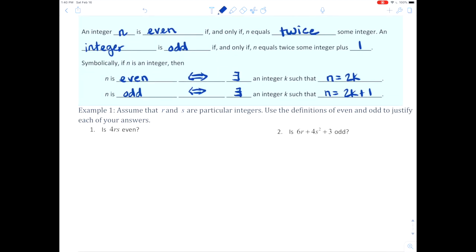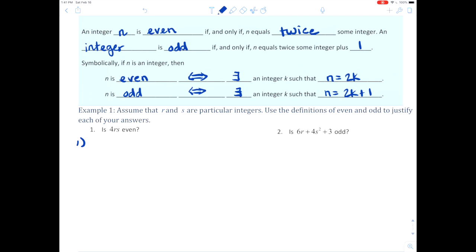Now, example 1. Assume that r and s are particular integers. Use the definitions of even and odd to justify each of your answers. So now here, let's go through a little bit more slowly than you might, because remember, we want to show things. So this is kind of a first step towards being able to do an actual proof, direct proof.